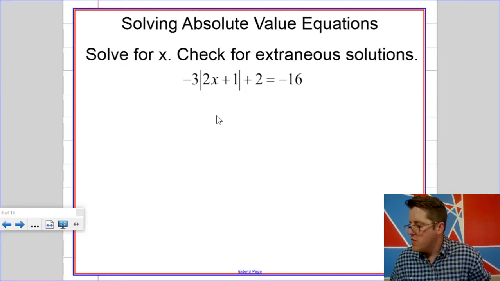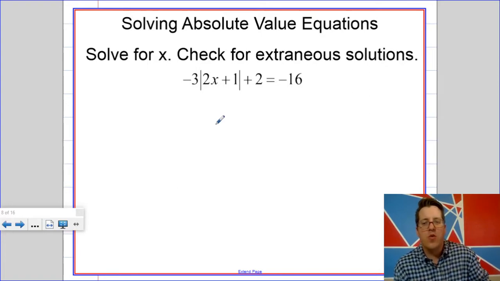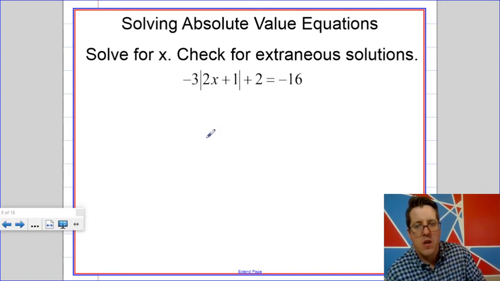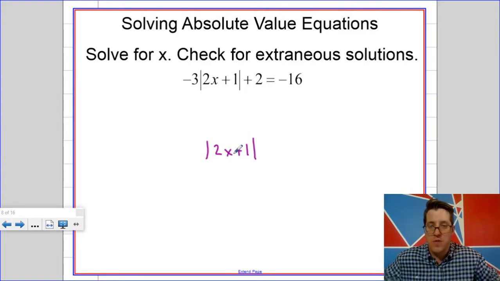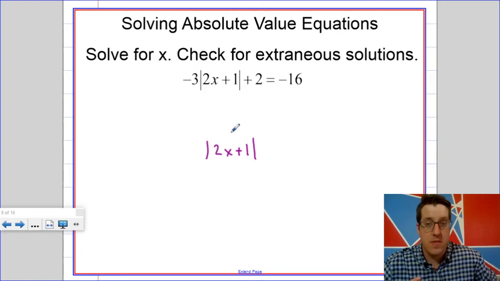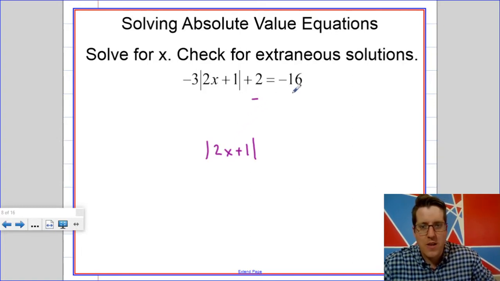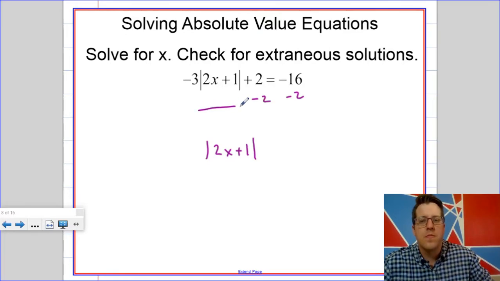Now, if you just want to solve an absolute value equation, here's what you're going to do. You're going to isolate the actual absolute value function. So you're going to get alone on the left side of the equation the absolute value of stuff. So we're going to subtract 2. And we're going to divide by negative 3.